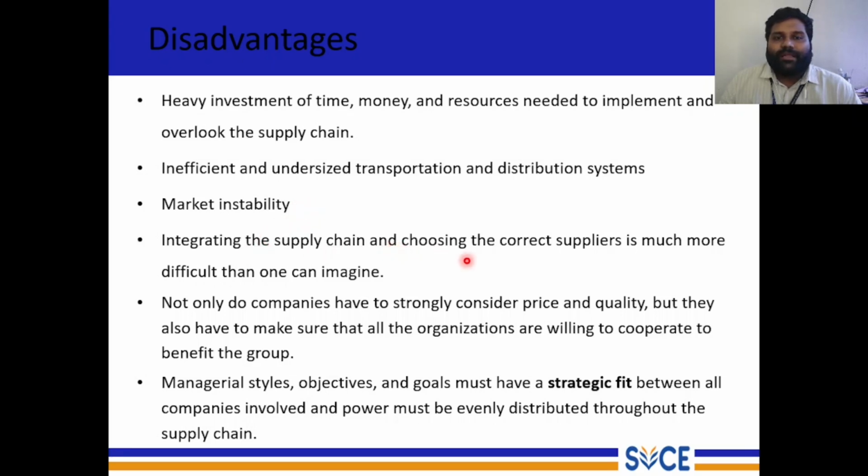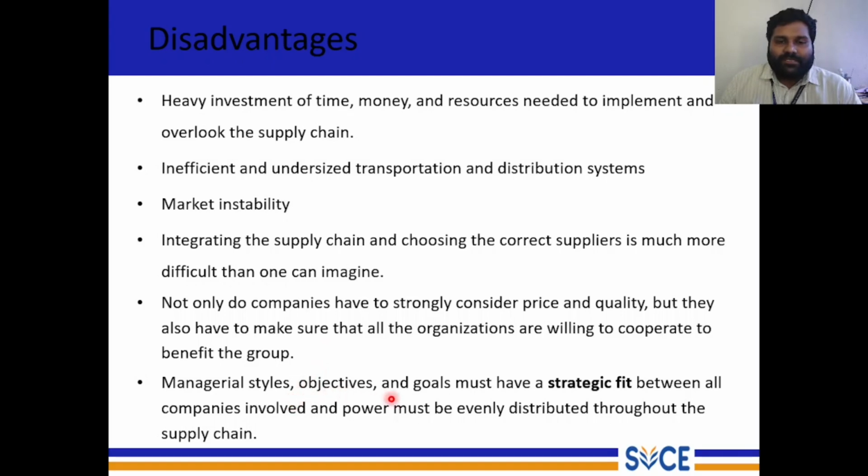Integrating the supply chain and choosing the correct supplier is much more difficult than one can imagine, because different countries have different standards. So you are looking for the correct suppliers over there. You need to put your feet down first and do the field research. Not only do companies have to strongly consider price and quality, but they also have to make sure that all organizations are willing to cooperate to benefit that particular group. So that is also needed.